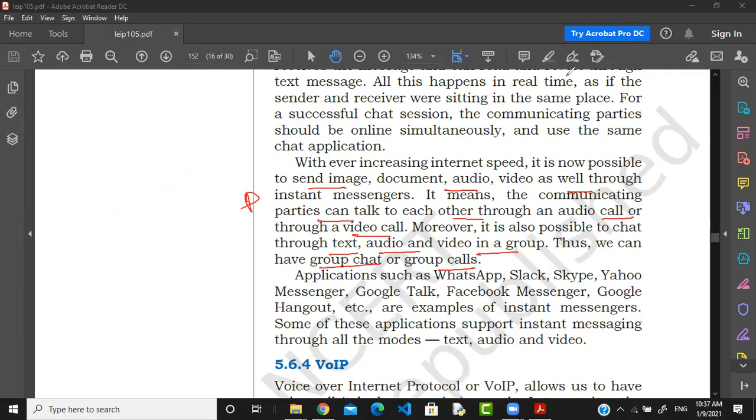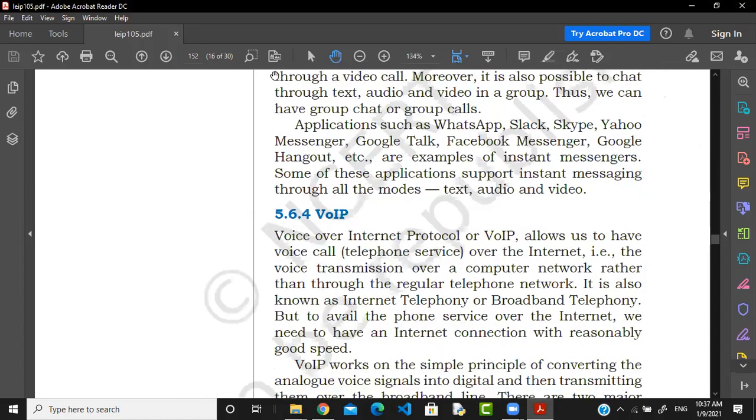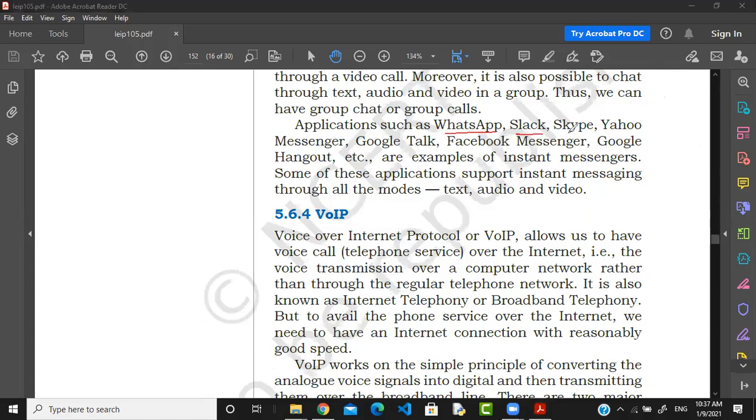So now give an example of any chat application, any IM application, instant messaging application. So look at this, which are here. WhatsApp, Slack, Skype, Yahoo Messenger, Google Talk, Facebook Messenger, Google Hangouts. These are all examples of instant messaging. These are all examples of chat.